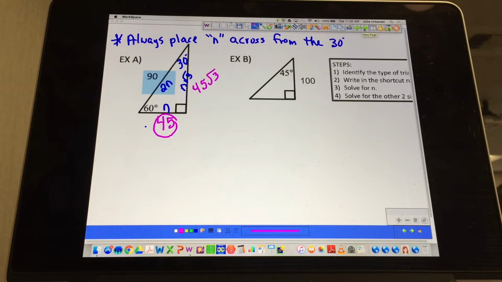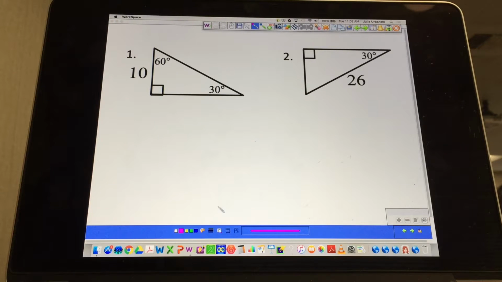Let's stick with 30, 60, 90 for a little while. Okay, now the triangle's flipped around a little bit, but that's okay. We always are going to start across from the 30-degree angle right here. n is 10. n is across from the 30, that's right. What do I put for the hypotenuse every time? 2n. And the other side, n radical 3. There you go. Do that first.